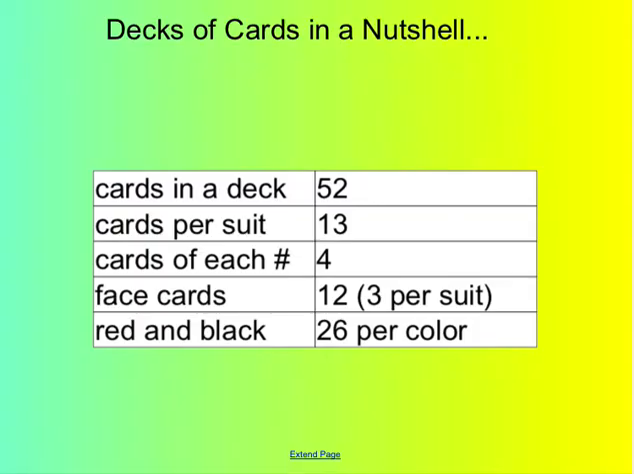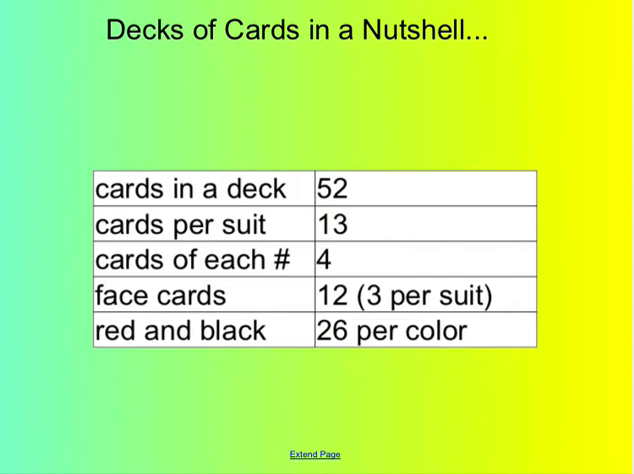Next, let's take a look at cards in a nutshell. What do we need to know about cards? First of all, in a deck of cards, there's 52 cards. Then there's 4 different suits: hearts, spades, clubs, and diamonds. In each suit, there's going to be 13 different cards. So if I pick a random card, and I ask how many sixes are in the deck, there's going to be 4 of each type of card.